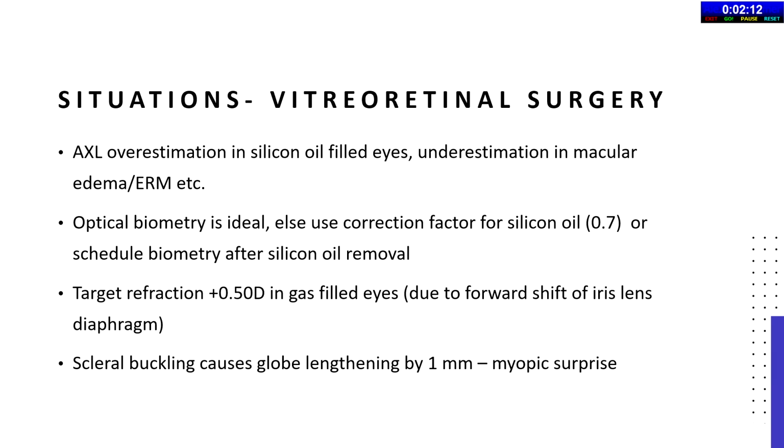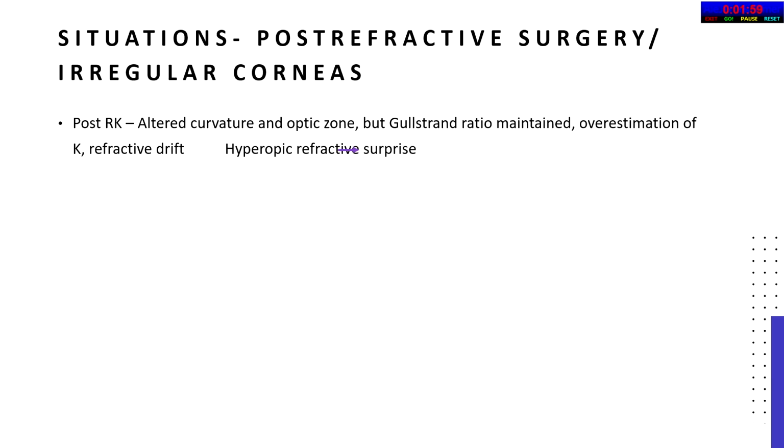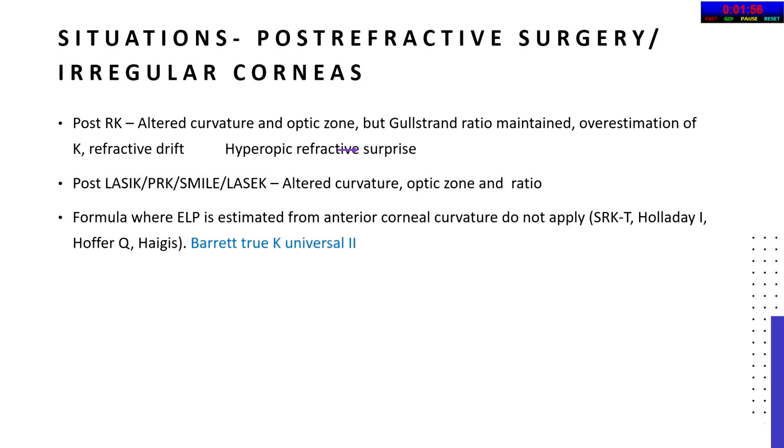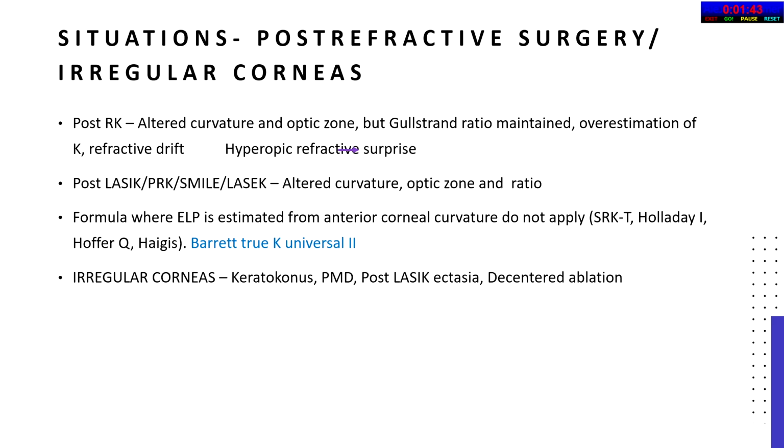The target refraction for gas-filled eyes should be a little bit on the hyperopic side, because there could be a forward shift of the iris-lens diaphragm, and scleral buckling always causes a globe lengthening by 1 millimeter, giving rise to a myopic surprise. So for post-refractive eyes, we should know that the Barrett True-K Universal 2 comes handy, because it considers the change in the Gullstrand ratio, the optic zone, and also the astigmatism more accurately.